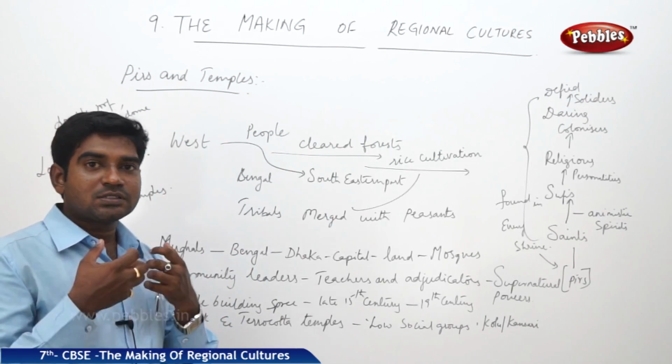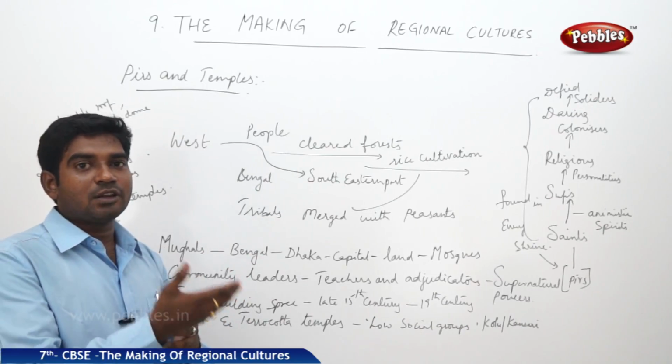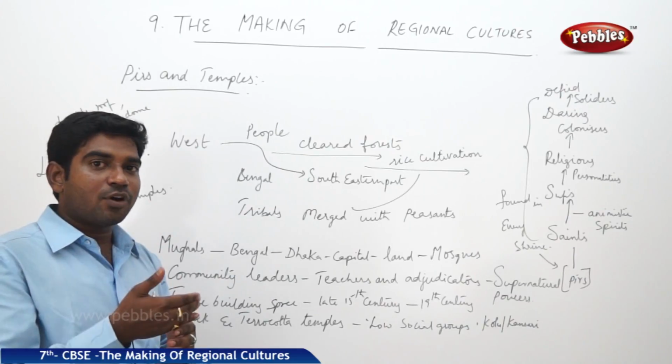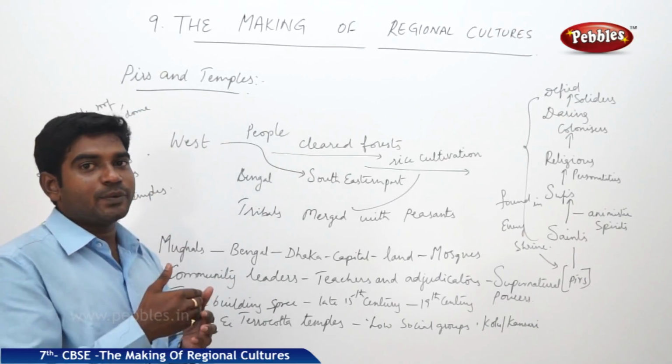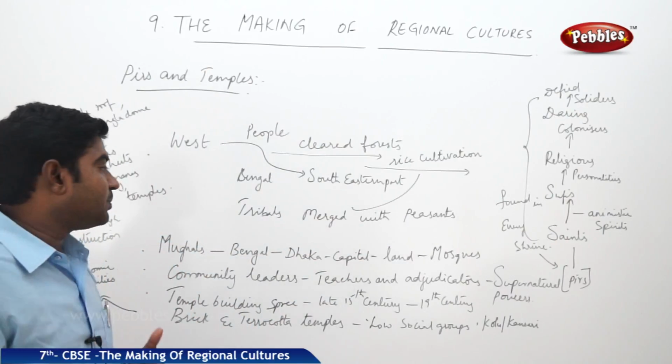The tribal people started to come in contact with the communities which came to settle in the forest. When they were clearing the forest and doing rice cultivation, the tribals started to join with them and establish links between each other.